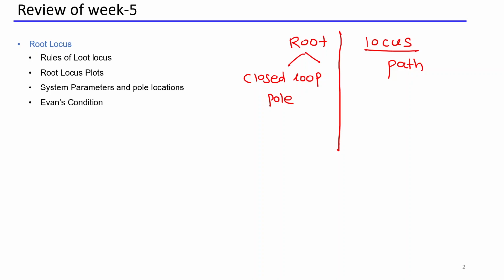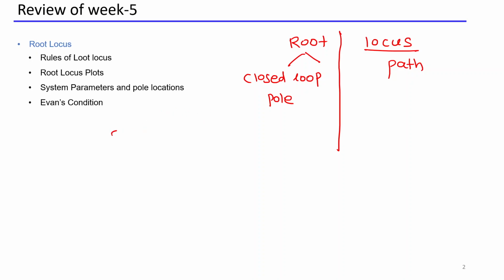Whether the system is over damped, under damped, or critically damped, in all these responses, how your system will vary, how the poles will move, from which point they will start, from which point they will end. You have to understand. Root locus means how the poles and zeros will vary.